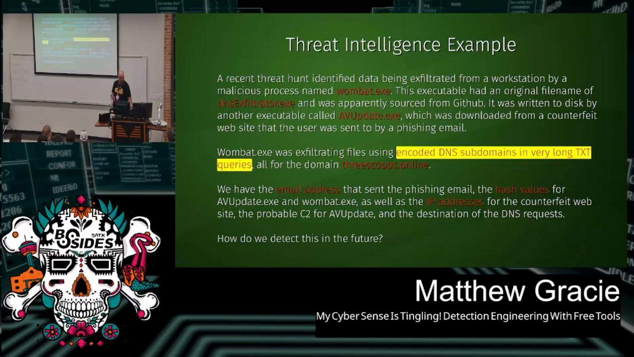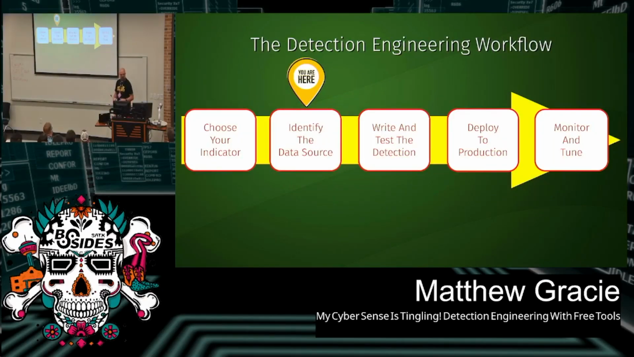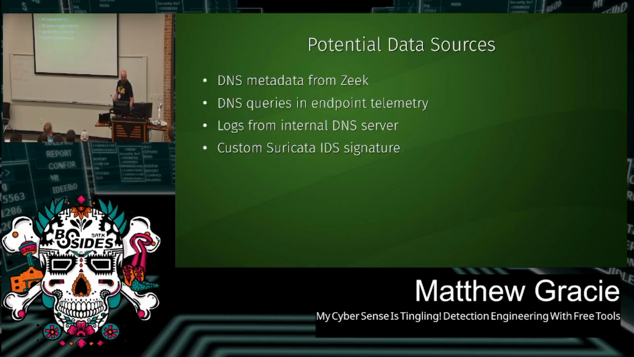So now we know what we're looking for. Now we need to identify our data source, right? What are we looking for? We're looking for super long DNS queries. What data source is going to get us that? Well, we can analyze the DNS metadata from Zeek, right? Every DNS query that occurs on the network that is observed by Security Onion, is observed by Zeek, is logged. Those logs include things like what is the DNS query type, what was the query, where was it going, et cetera, right?